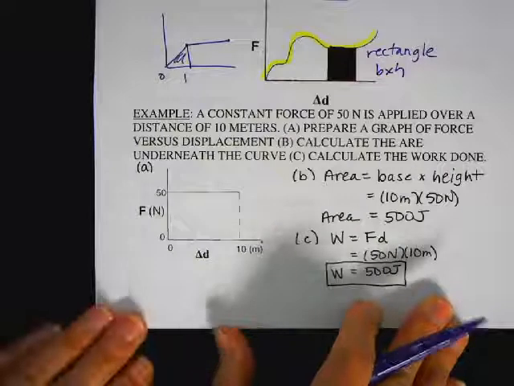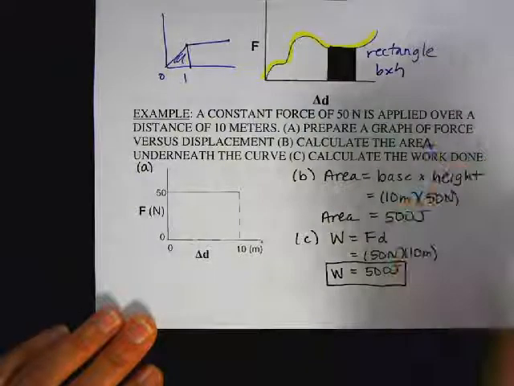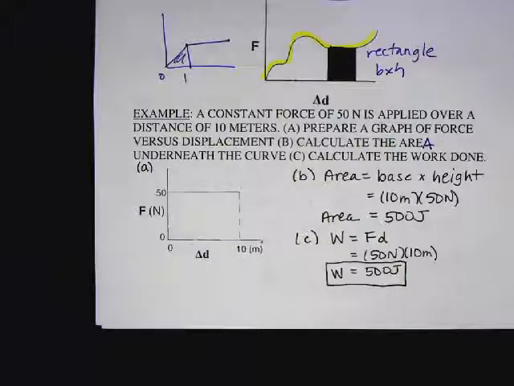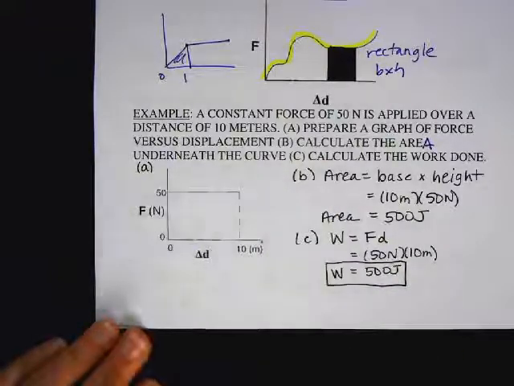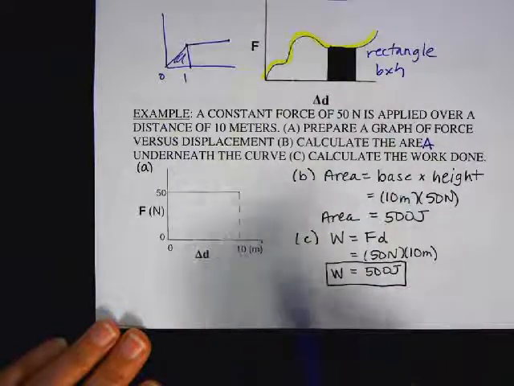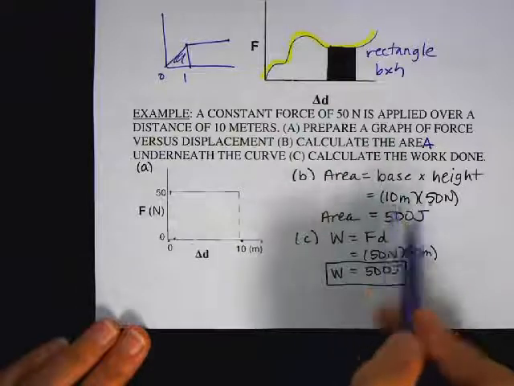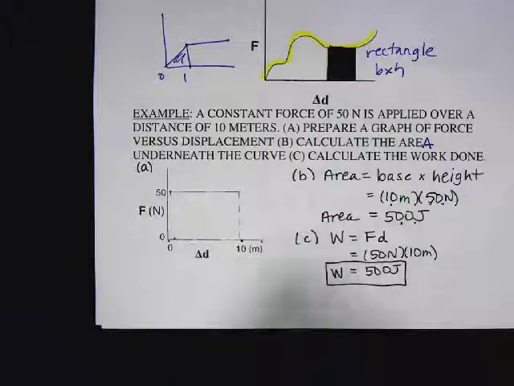So here's an example here. It says a constant force of 50 newtons is applied over a distance of 10 meters. A, prepare a graph of force versus displacement. B, calculate, this should be area, the area underneath the curve, and then calculate the work done. So here's the graph. B, the area is going to be, this is a rectangle, so it's just going to be base times height. So this is 10 meters times 50 newtons. 50 times 10 is 500, and newton times a meter is a joule. And then they say, what's the work done? Well, the work done is the area under the curve, so I didn't have to actually calculate that.